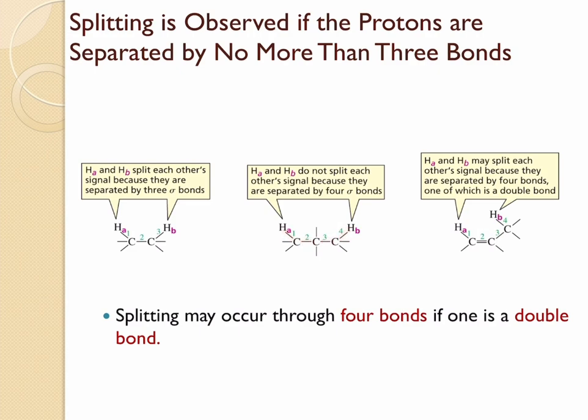But splitting can occur through 4 bonds if one of those bonds is a double bond. So let's say HA protons will still be split by the HB protons because they are separated by 4 bonds, and one of those is a pi bond. One of those is a double bond, right? And this we call long range coupling.